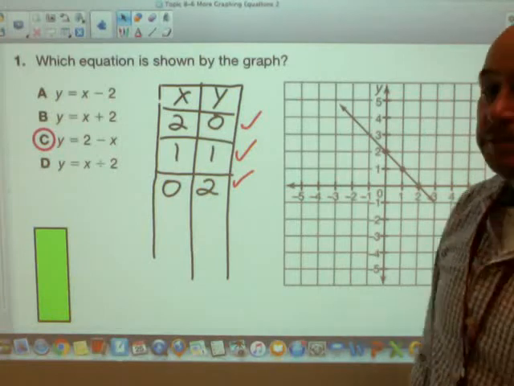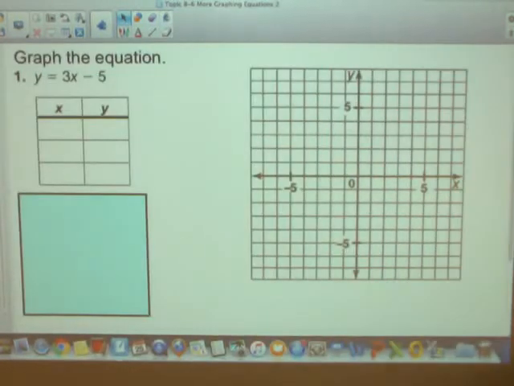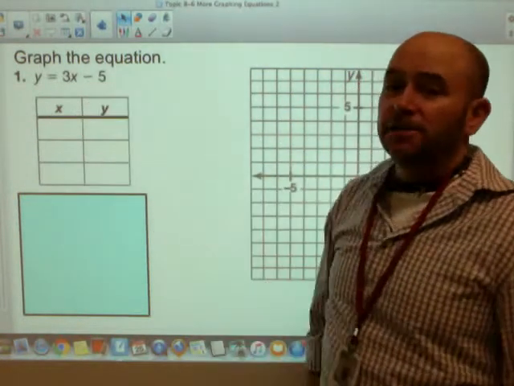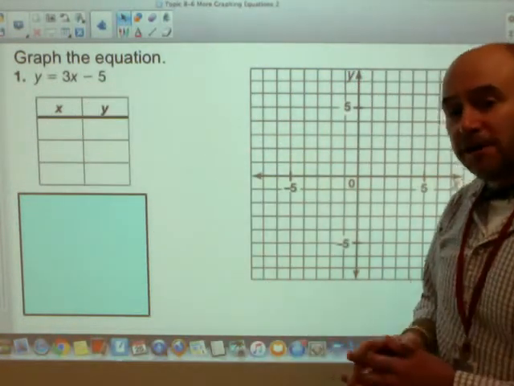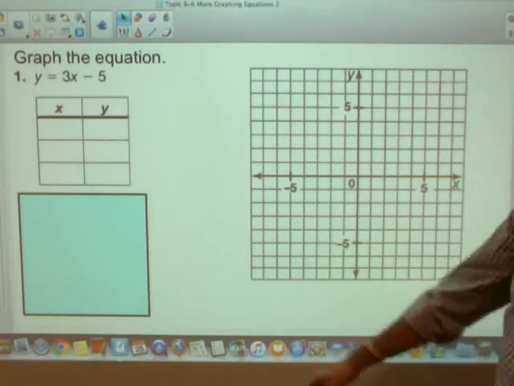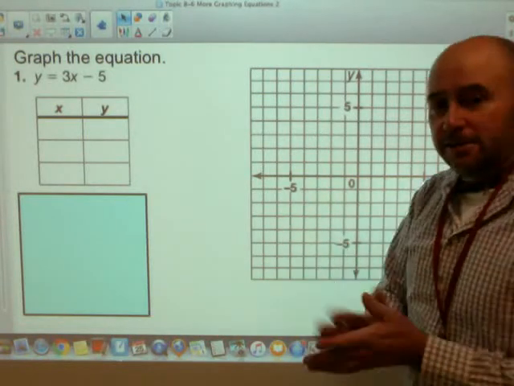All right? So anyways, let's take a look at this question. Graph the equation y equals 3x minus 5. Why don't you pause the video, see if you can plot that, make your own little graph, and see if you can come up with that equation graph. All right, here we go.